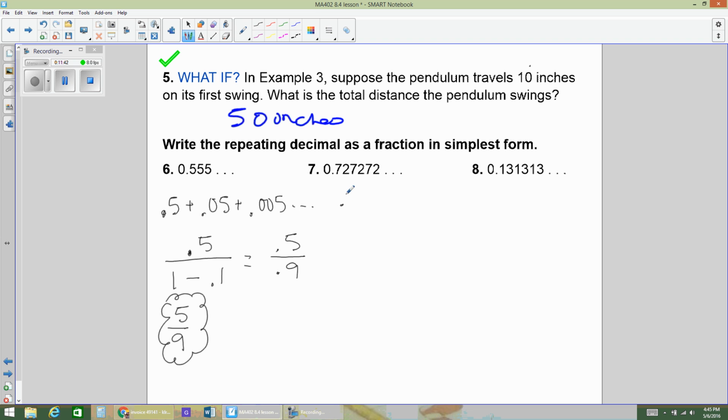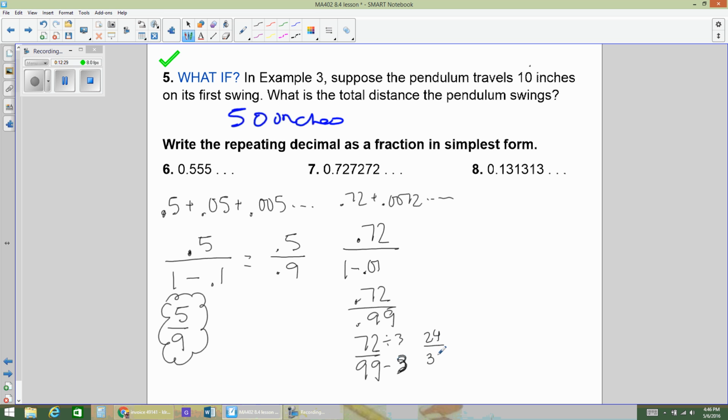All right, here is 0.72 plus 0.0072, and on and on. So we start with 0.72 over 1 minus that common ratio, which is 0.01. So 0.72 over 0.99 is 72 over 99. And now what we need to do is decide what we can reduce by. So I know 99 can be divided by 3, and I know 72 can be divided by 3. Whoops, that's a 3, I promise. So let's try a 3 first, because that's going to be 24 over 33. Okay, that can go again by 3, so I get 8 over 11. There you go.